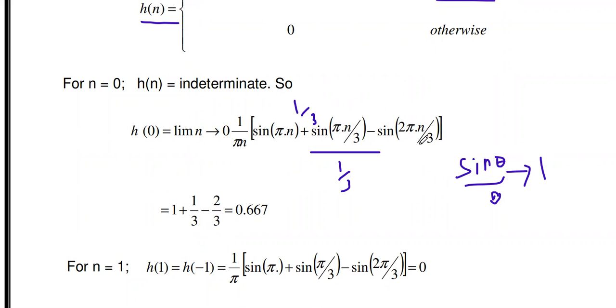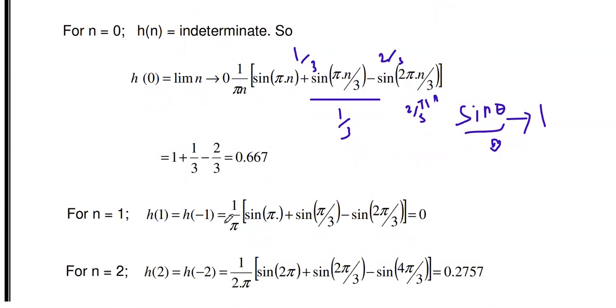Similarly, in the third term, sine 2 pi n by 3 divided by pi n. If you want to make this pi n as 2 pi n by 3, you just multiply the third term's numerator and denominator by 2 by 3. So this 2 by 3 pi n is available. Except this 2 by 3, what is this structure? This is in the structure of sine theta by theta, so the answer is 1. So the answer is minus 2 by 3. So the final answer is 0.667.